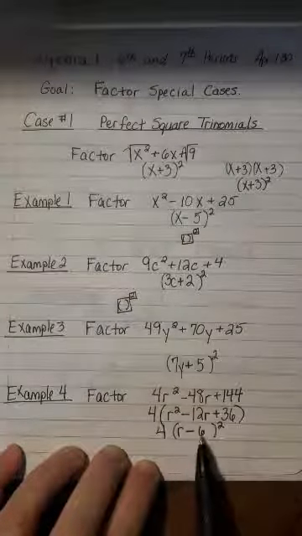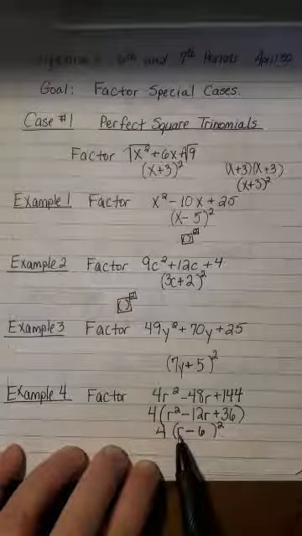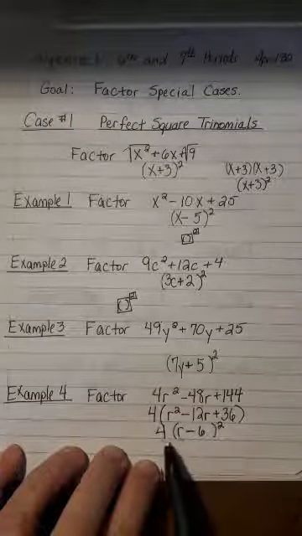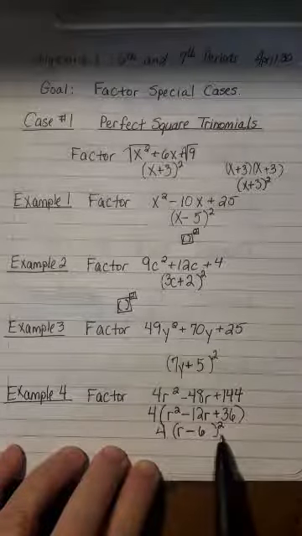And when you multiply 6 times r together, you get 6r. And when you double that, you do get 12r. So this is correct. That is your answer. Your 4 needs to be in front.